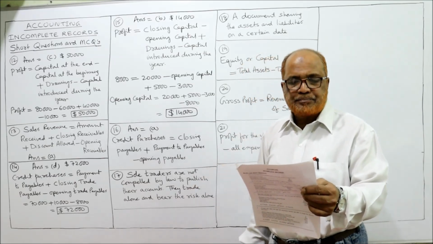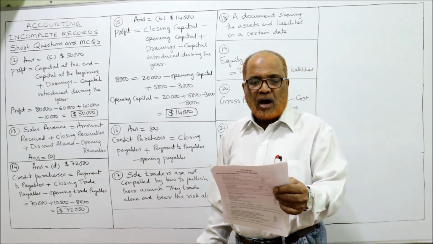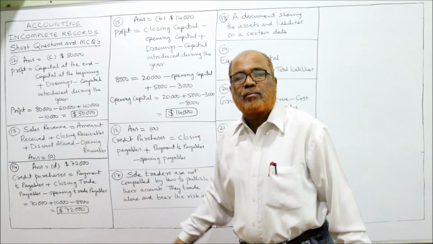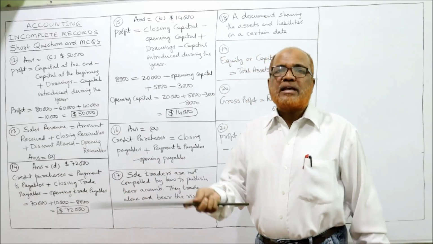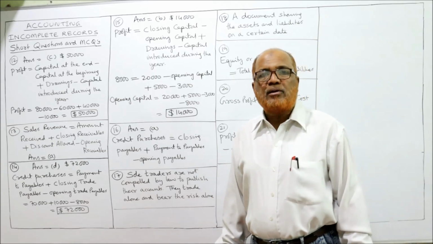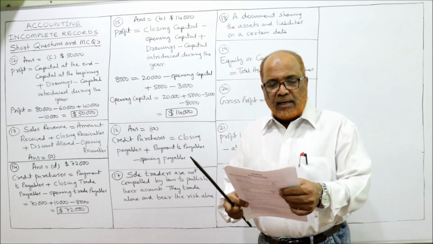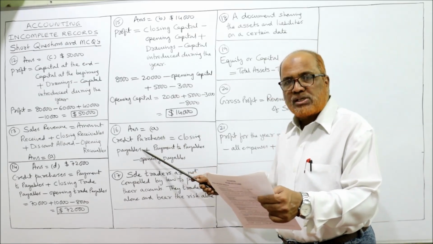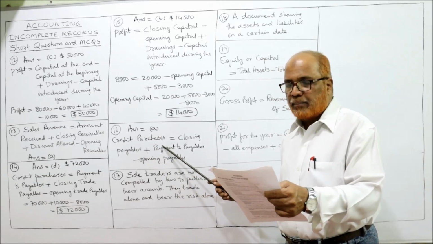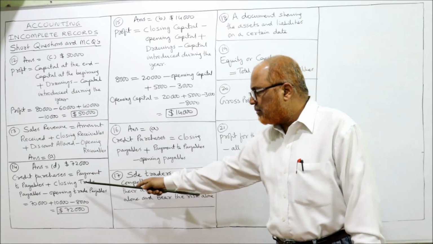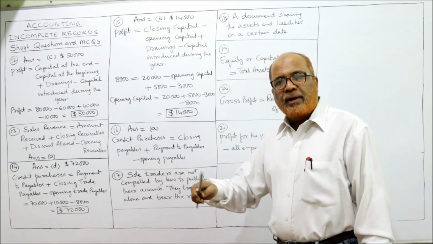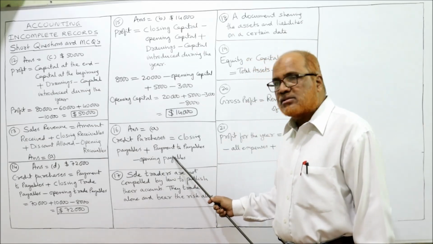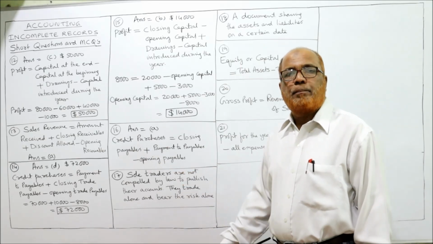Now 16th problem, again no calculations. MCQ is given. How can credit purchases be calculated? Already, for credit purchase, I have given the formula: payment made to payables plus closing trade payables minus opening trade payables. Here A option. 16th question, A answer. So credit purchase is equal to payment made to payables plus closing payables minus opening payables. That will give you credit purchases.